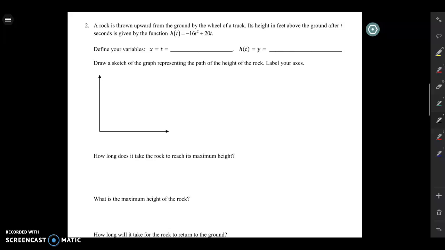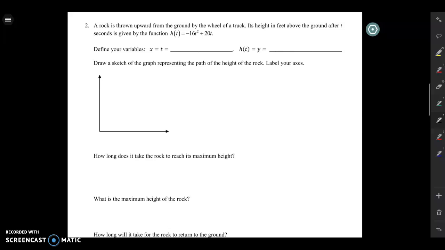In this video, we're gonna go through another example of solving a story problem that involves a quadratic. So the story problem we're gonna work with is a rock is thrown upward from the ground by the wheel of a truck. Its height in feet above the ground after t seconds is given by the function h of t equals -16t squared plus 20t.